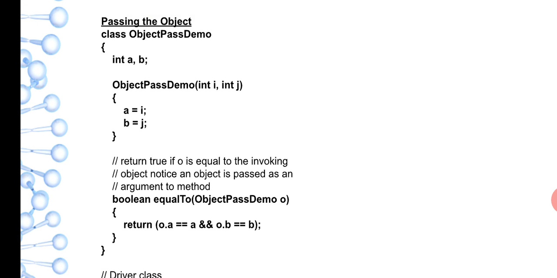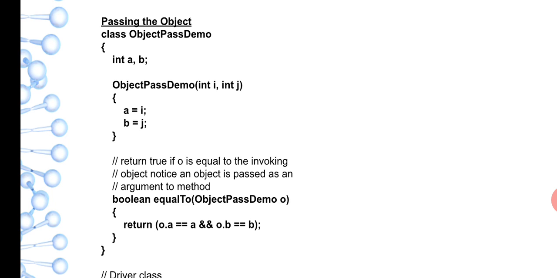Now, passing the object. This is the program for passing the object. You have one class named ObjectPassDemo. Inside the class you have two members, A and B, which are of type integer. After that you have one constructor, because it doesn't have any return type and is the same as the class name. It will take two parameters, I and J, which are of type integer.